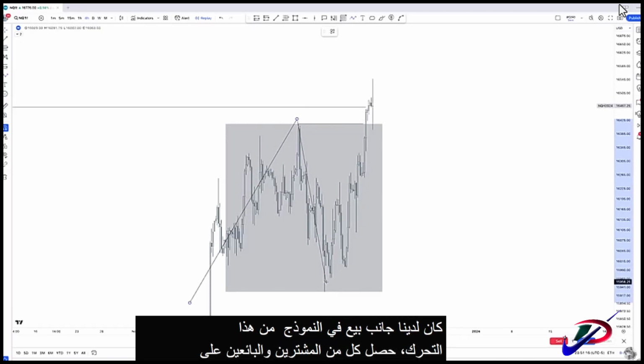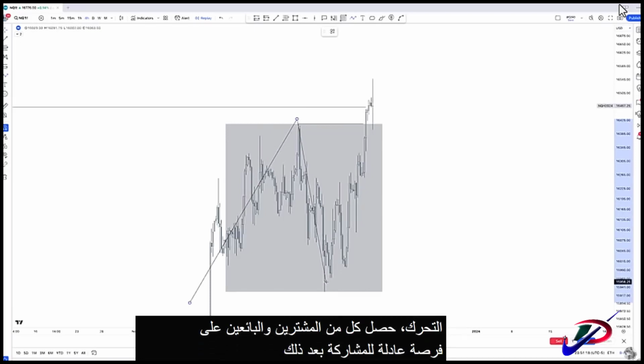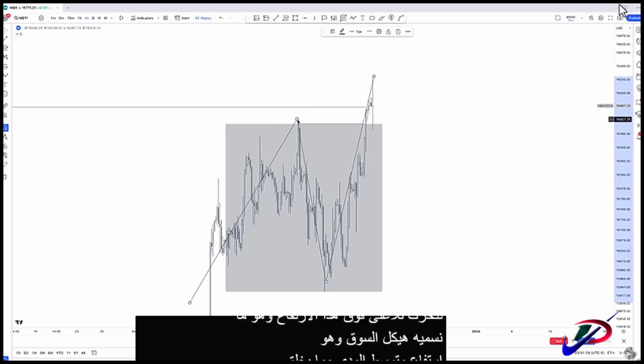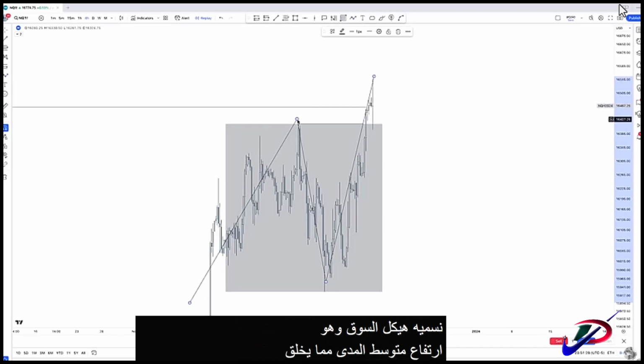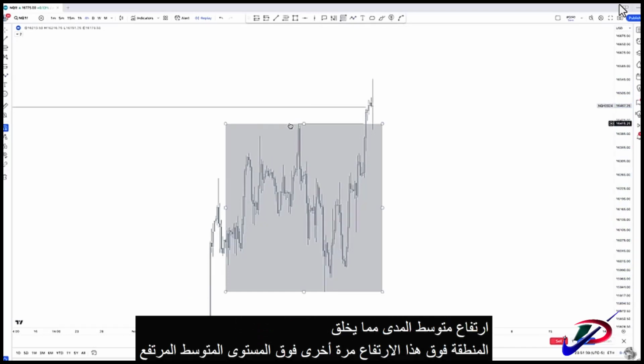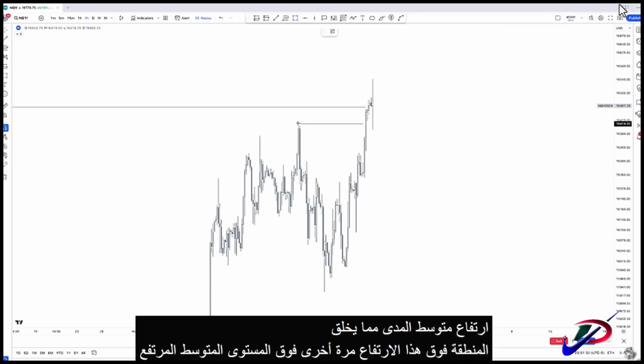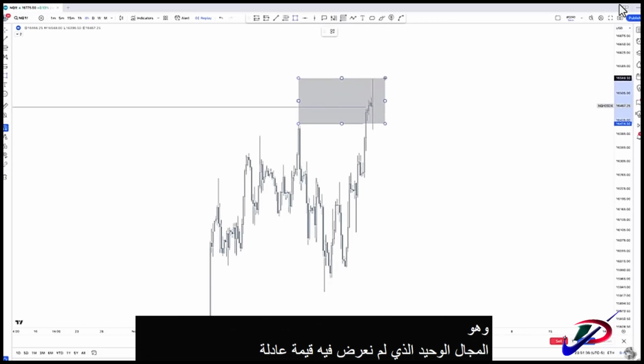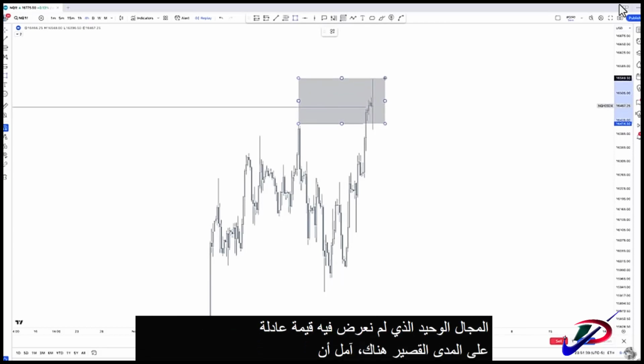Buyers and sellers both got a fair chance to get involved. After that, we move higher above that high, which is what we call a market structure, an intermediate term high, which creates the area above that high again, above the intermediate term high, which is the only area that we have not offered fair value in the short term right there.